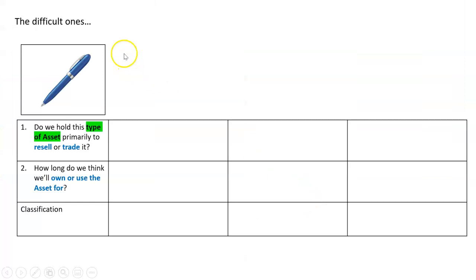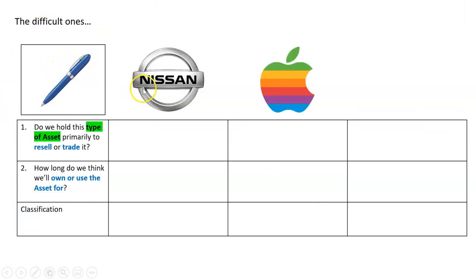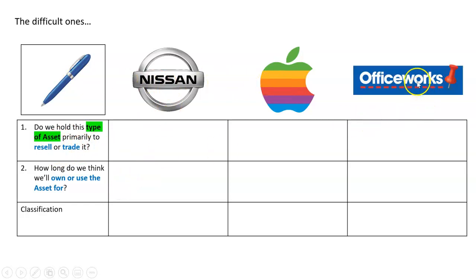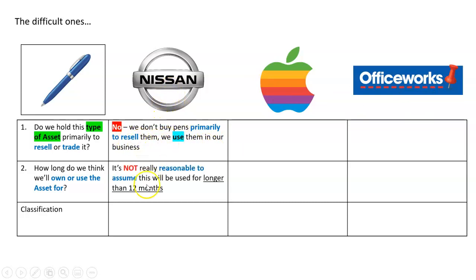Let's just take a really silly example, like a pen. Or maybe not one pen, but $50 of stationery for any business. Do they hold this asset primarily to resell or trade it? Nissan doesn't buy and sell pens. Apple doesn't buy and sell pens. What about Officeworks though? So that's going to be a bit different. So for Nissan, we'd say, no, we don't buy pens to resell them, we use them. Okay, but is it reasonable to assume that a pen will last longer than 12 months?